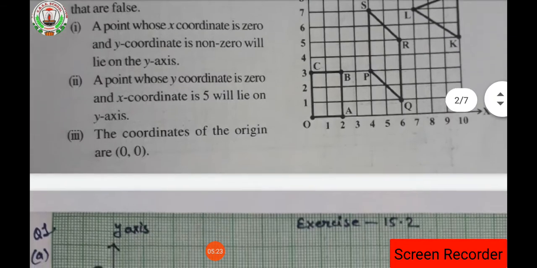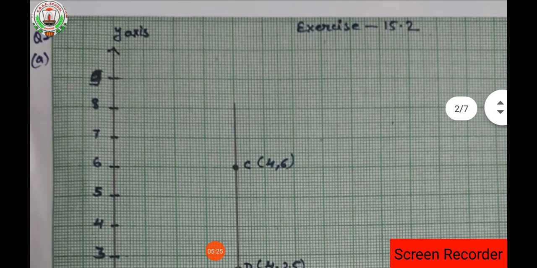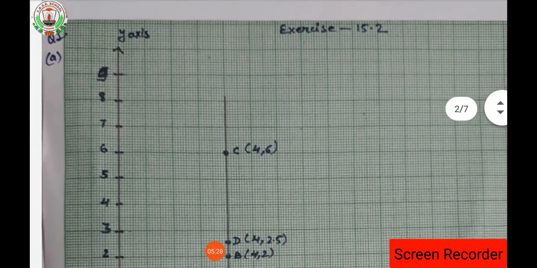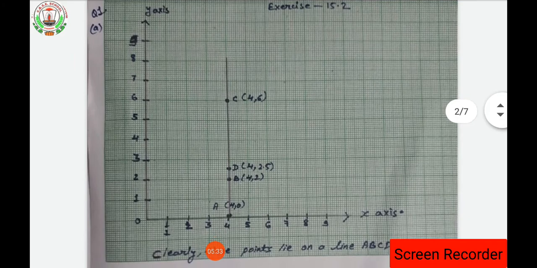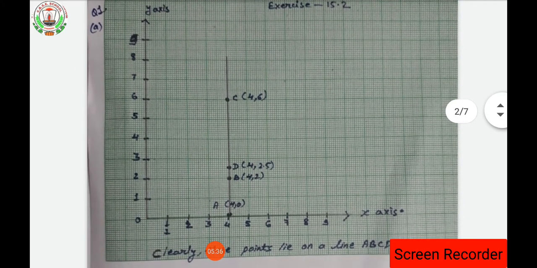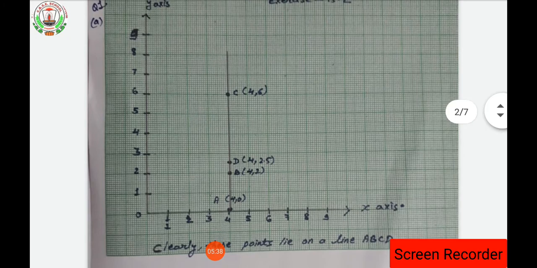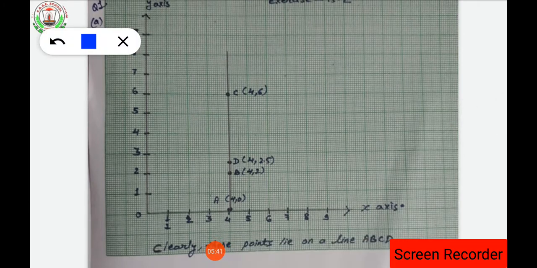Clear, everyone? Now look at the graph for 15.2. Here we have to draw a graph for 15.2. So take out a graph paper. Since we have a graph paper here, I will draw and show you. This one is the x-axis, and this one is the y-axis.